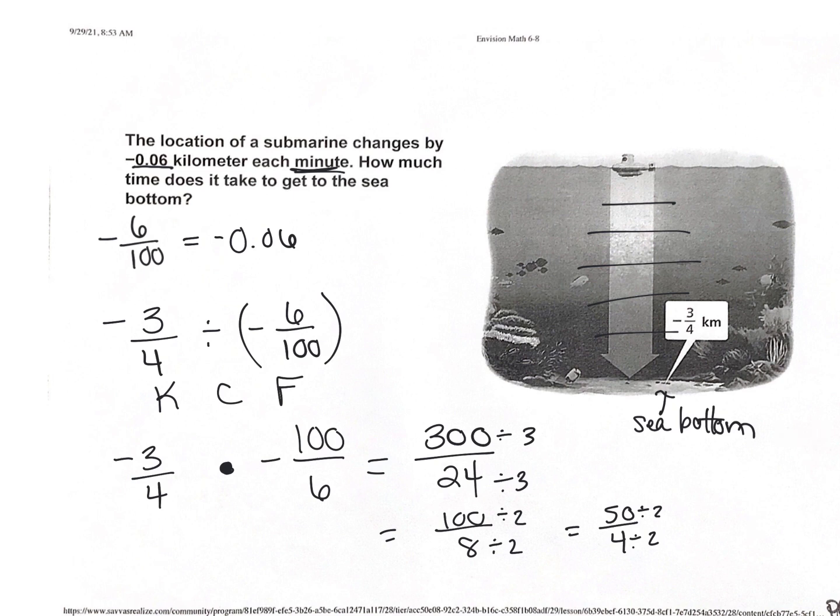We're going to say 50 divided by 2 equals 25. 4 divided by 2 is 2. Now we're at our smallest number. There is no getting smaller. So now we need to see how many 2's we can take out of 25. I can take 12 2's, and I'm left with 1 over, because 12 times 2 is 24. That means I'm left with 1 on top, and it's still 2 on the bottom. So it's 12 and a half. And don't forget our label of minutes.